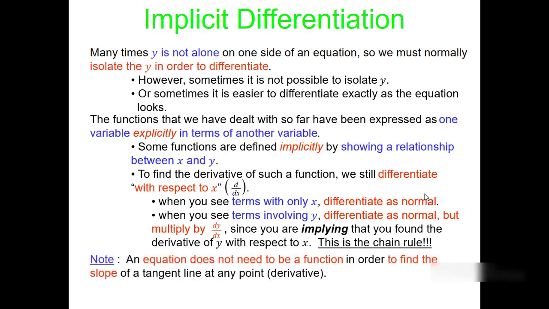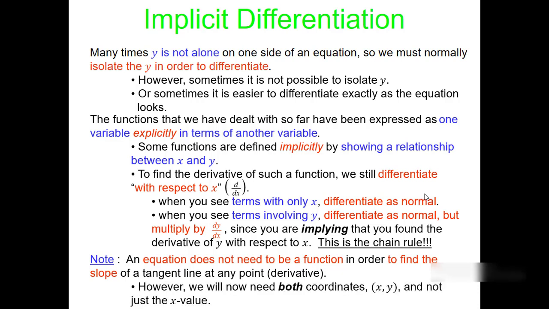So an equation doesn't need to be a function in order to find the slope of a tangent line at any point, which we call a derivative. We could actually take the derivative of any equation that's any sort of relationship between x and y. However, in order to find the slope of the tangent line, we can't just use the single x coordinate. We need to know both the x and the y coordinate. So let's take a look at a couple of different types of equations.